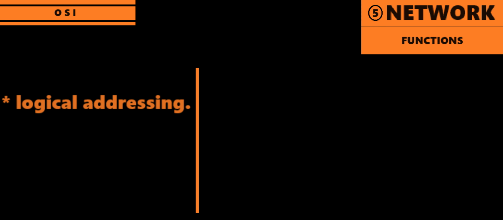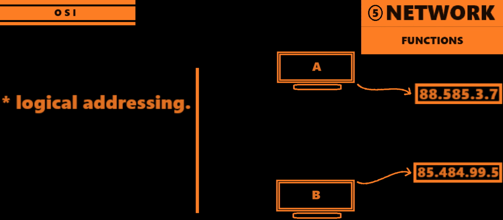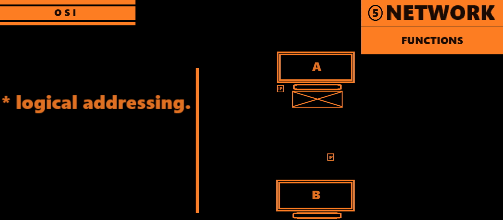Next station in the sending process will be the network layer. The main function of the network layer is the logical addressing of data. Each device in the world has an address, which we call the IP address. In the network layer, the address of the sender and the receiver will be placed on the message, which will tell the message its destination and where it should go.